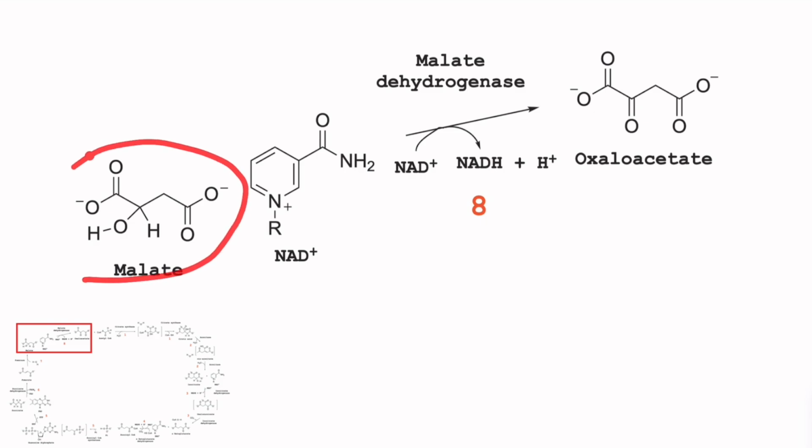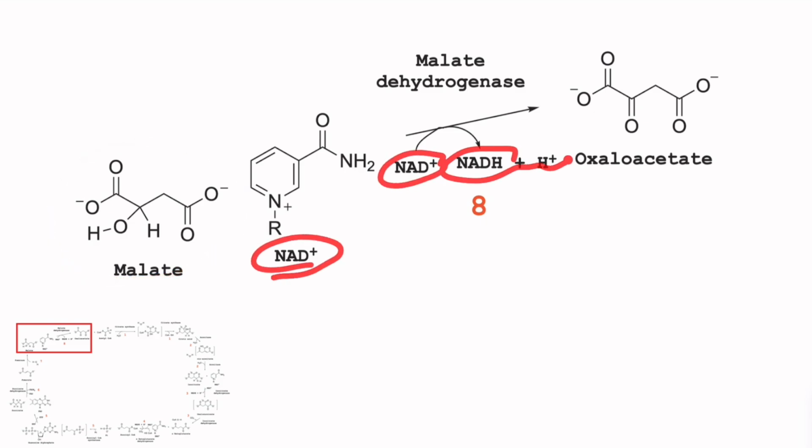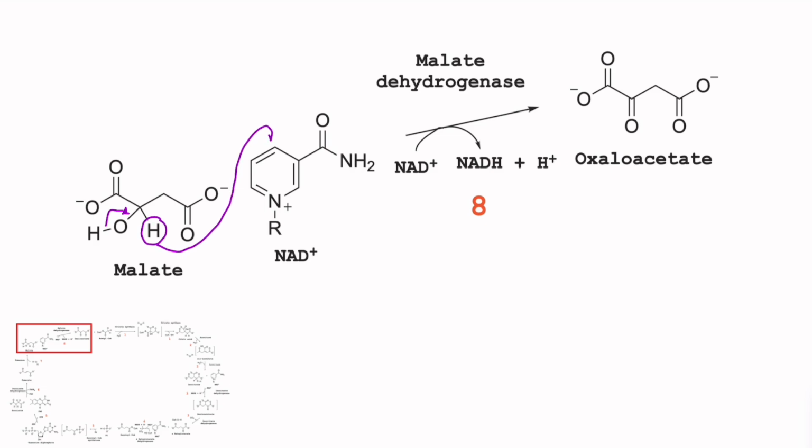In step 8, we start with malate, and we have NAD+, which is reduced to NADH. The alcohol is oxidized to a ketone, and the proton is kicked off and reduces NAD+ to NADH. And this is our third NAD+ that we've reduced to NADH in one turn of the TCA cycle. We then form oxaloacetate, right where the cycle started.